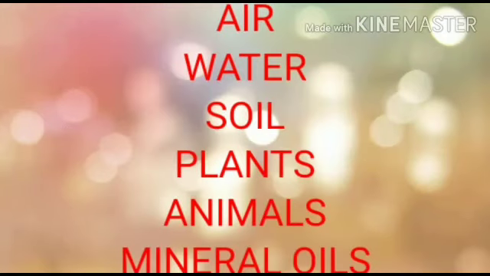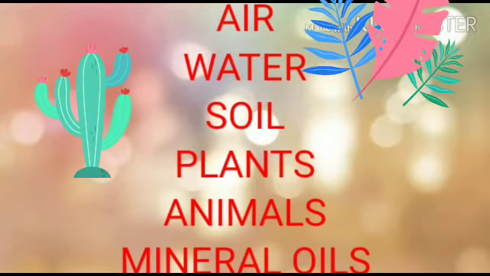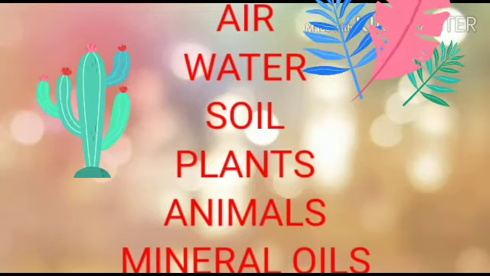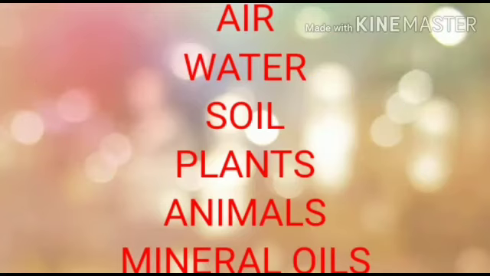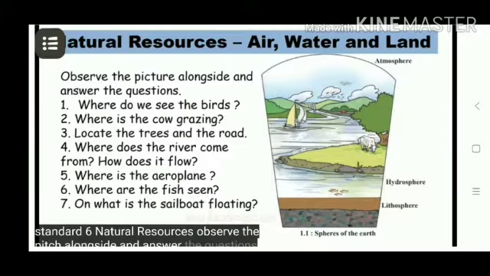So students, there are mainly 6 natural resources. They are air, water, soil, plants, animals and mineral oils. And in this chapter we are going to see only 3, that is air, water and soil. Students, observe the picture and answer the questions.